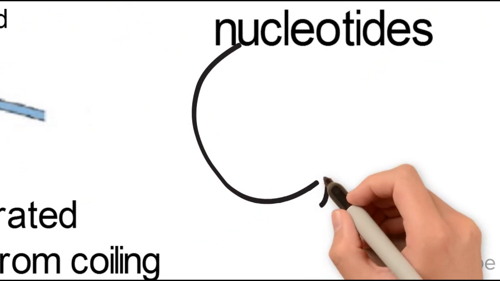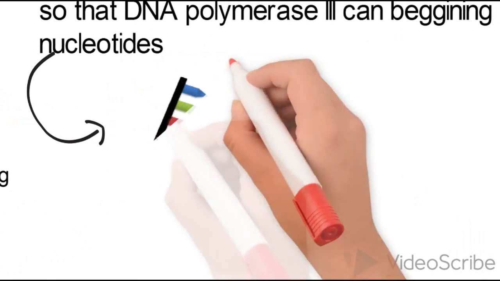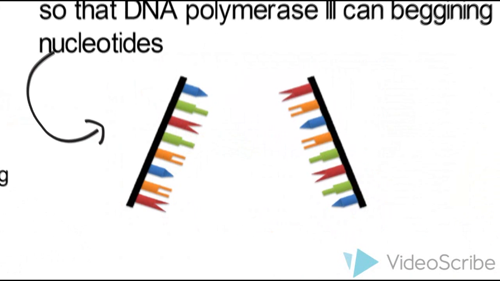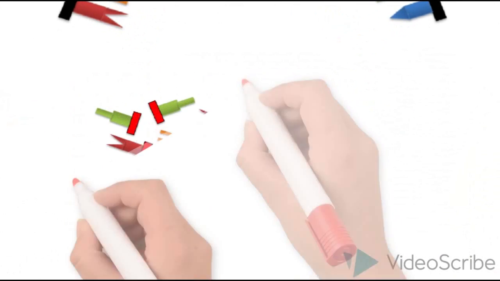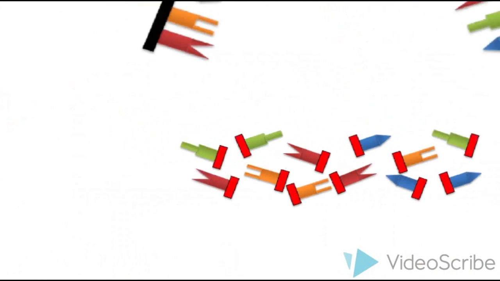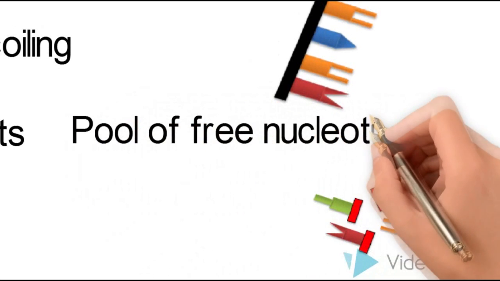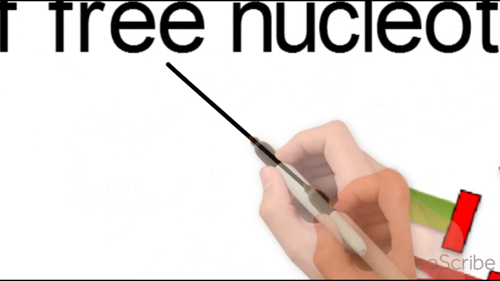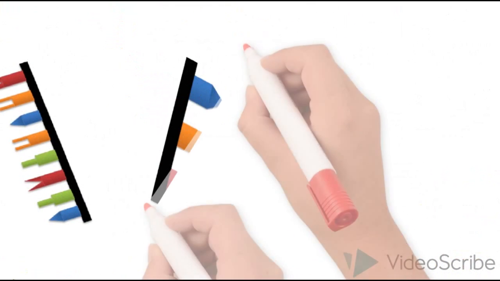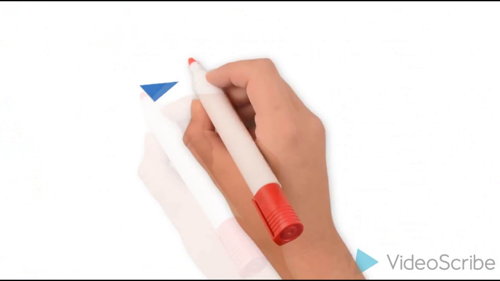So, when the strands unwind, free nucleotides bind complementarily. So here you see the DNA separating. And right now, you see 3 nucleotides. So you know there are 4 types. Let's zoom in. Here you see 3 types of nucleotides and 1 type.